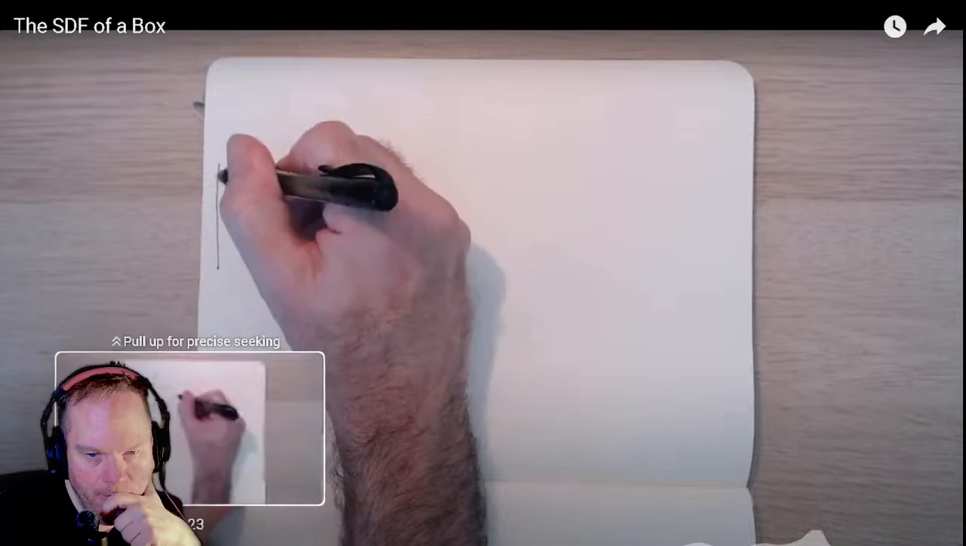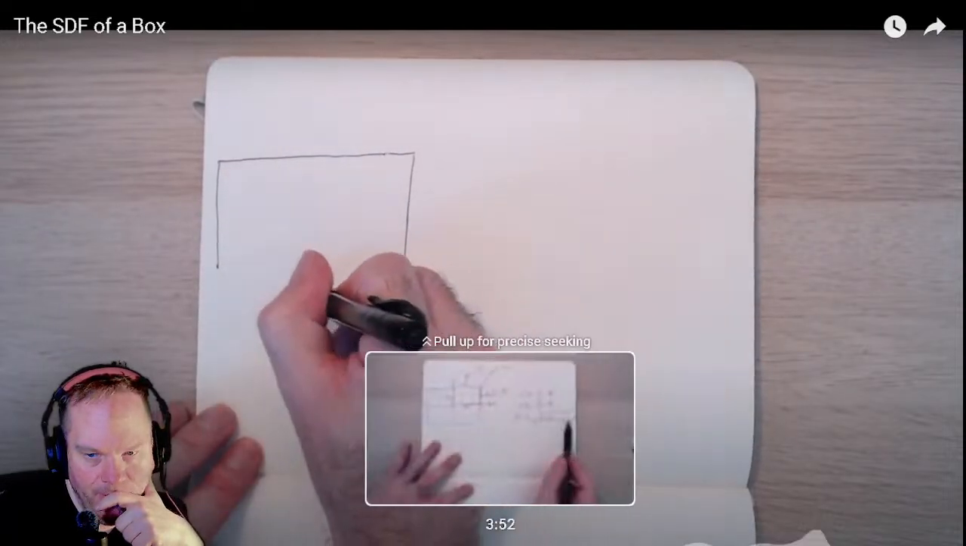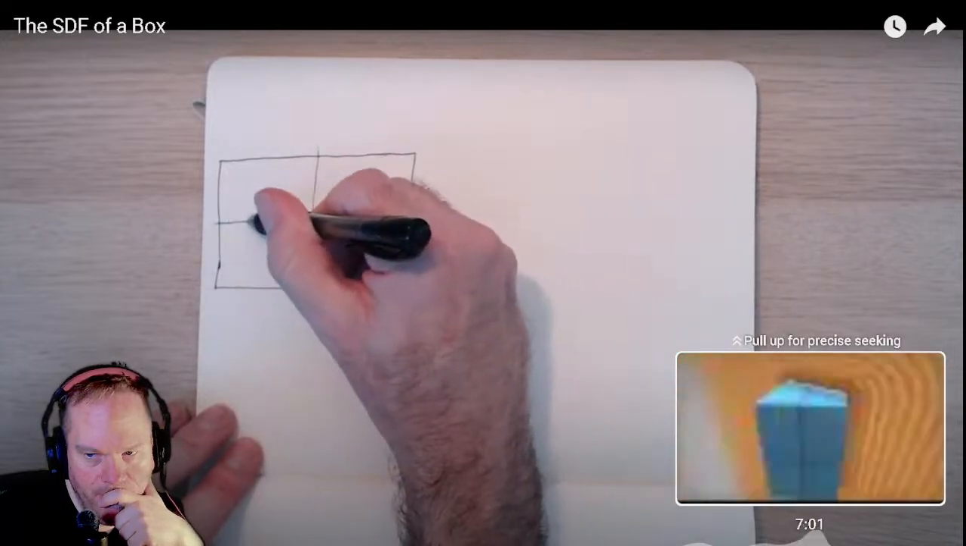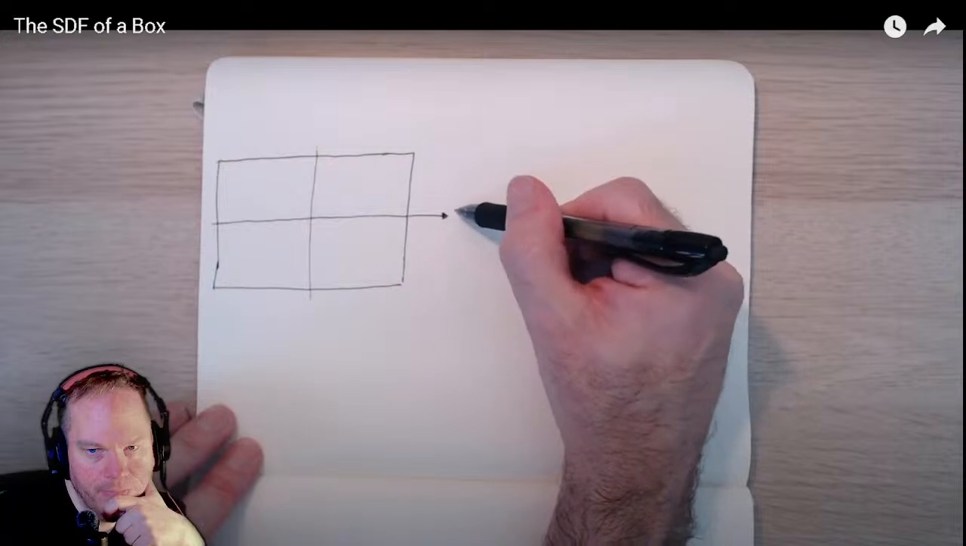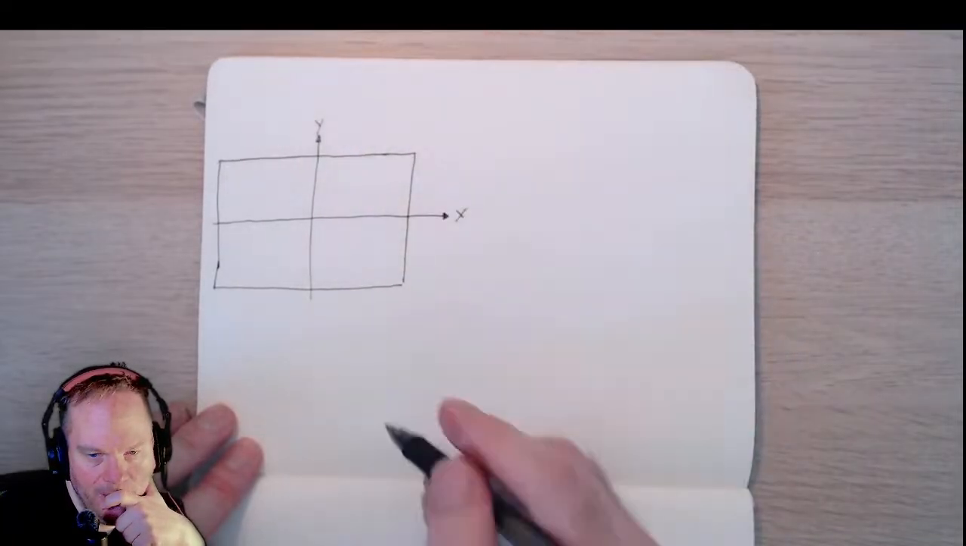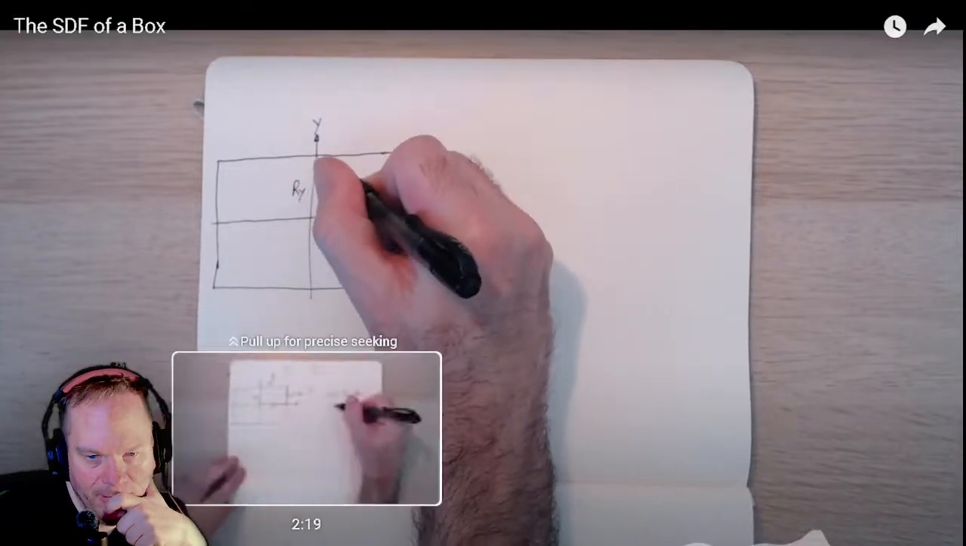We are going to work with a 2D box centered at the origin. If a box is located somewhere else in the scene, and that can include some rotation, then we will simply transform the space accordingly before evaluating our distance field. So let's give this box a size of Rx times Ry. I am not using the length and the height of the box.